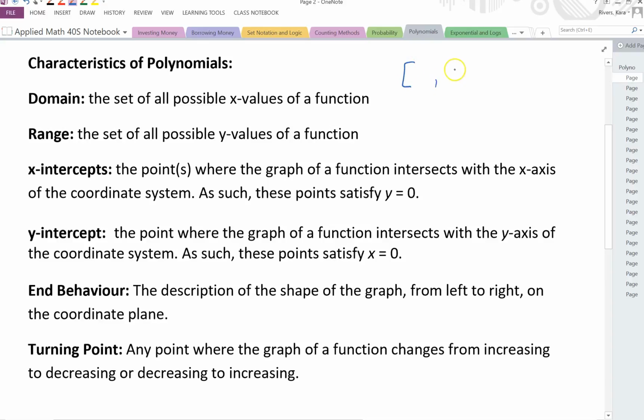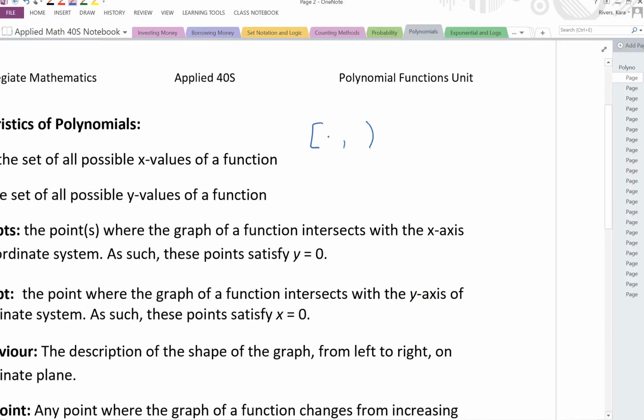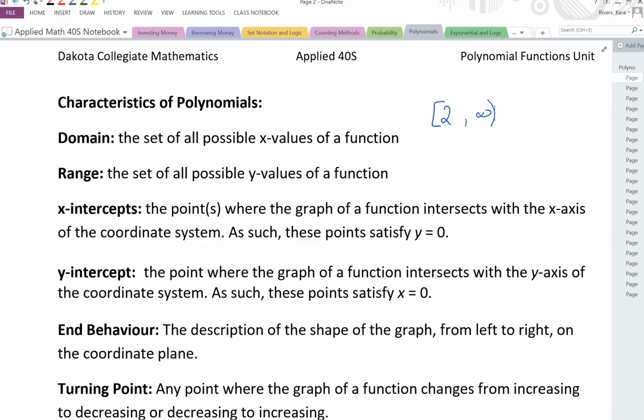You need to remember that round brackets mean that those values are not included. Square brackets are for when the values are included, and you can use a combination. So if I had a square bracket and a round bracket, and this was a 2, and this was infinity, that means that the domain, let's say, the lowest value is 2, the highest value is infinity, and because we can't reach infinity, we use that round bracket.